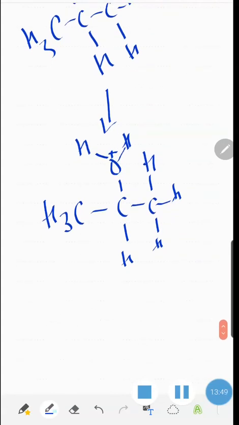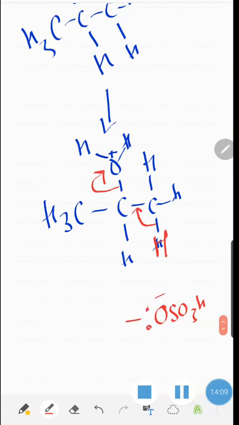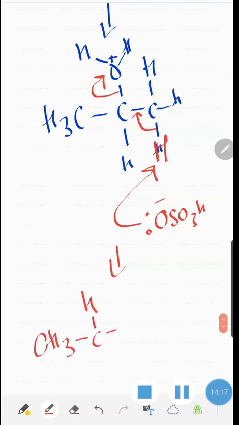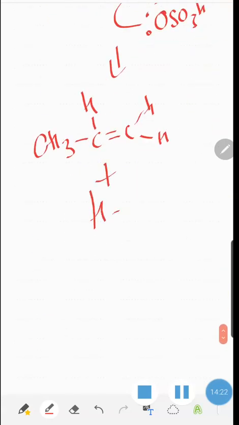is, and now let me use red arrows, the bond between carbon and oxygen breaks, and this bond here also breaks, and this hydrogen here is taken by this part of sulfuric acid. Because it's a catalyst, it reforms, and your product now is going to be propene plus water. That's why we also call this reaction dehydration.